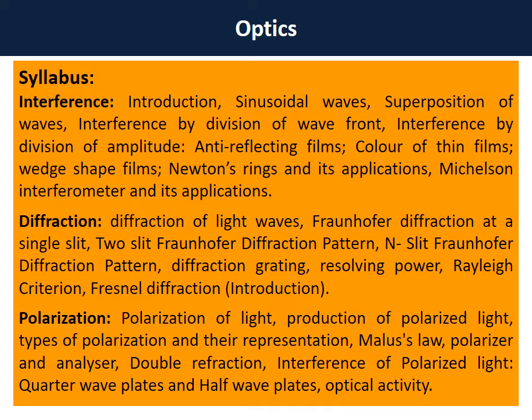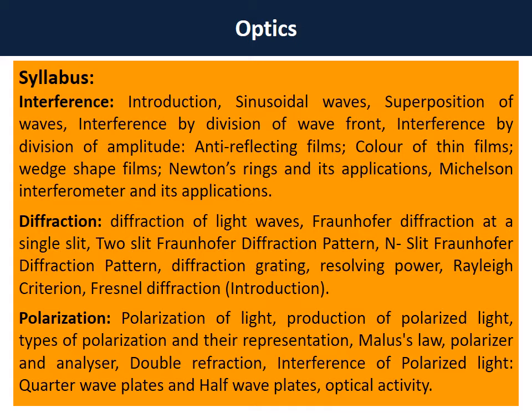Up till now, we have covered the sinusoidal waves, introduced interference and the principle of superposition, constructive and destructive interference conditions, and interference by two methods. One is division of wavefront, second division of amplitude. For that we have done double slit and the Newton's ring experiment.